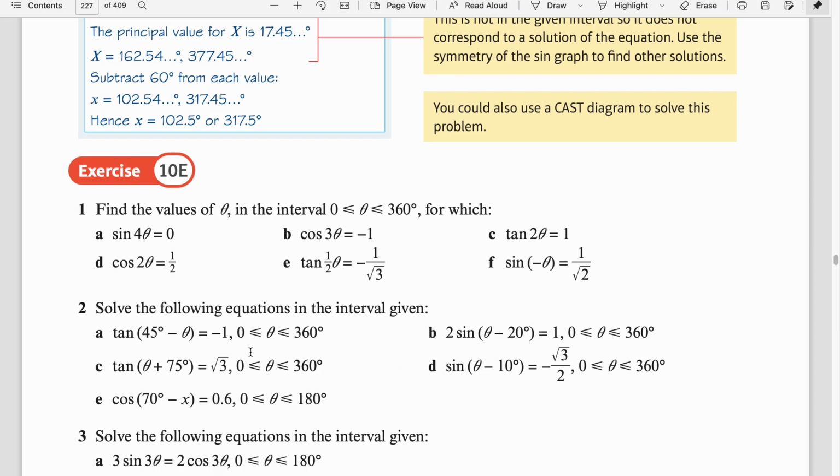For example, we have this question right here. This is already simplified. Cos 2 theta is equal to 1 by 2. And we are solving from 0 to 360.